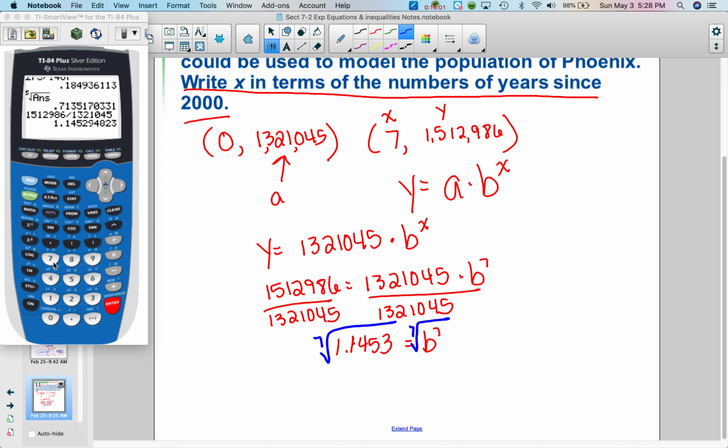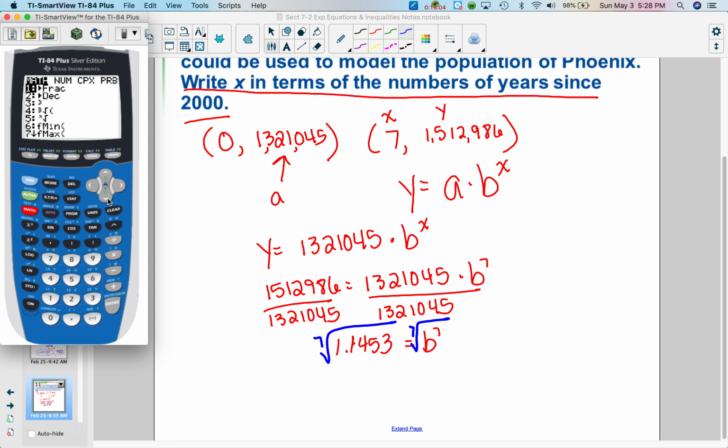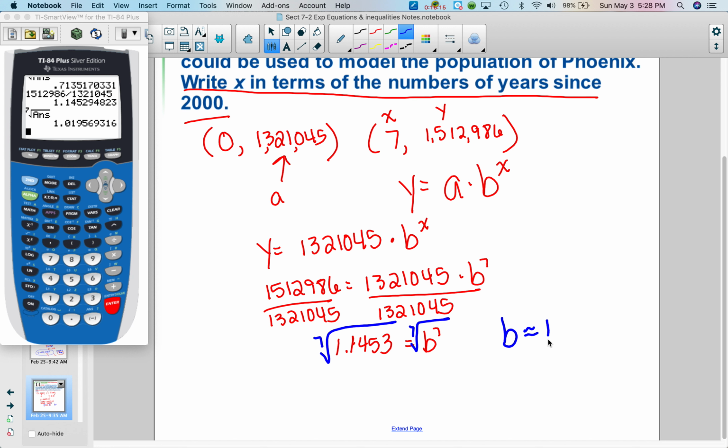So here's another trick. If you put the 7 in first, and then you go to the math, and I'm going to hit number 5, it knew then to put the 7 there. And I'm going to do the 7th root. So I get that b is about 1.02. It'd be a 0 there. We'll leave it like that. Actually, because with exponential functions, you really should round a little bit more, have a little more accuracy.